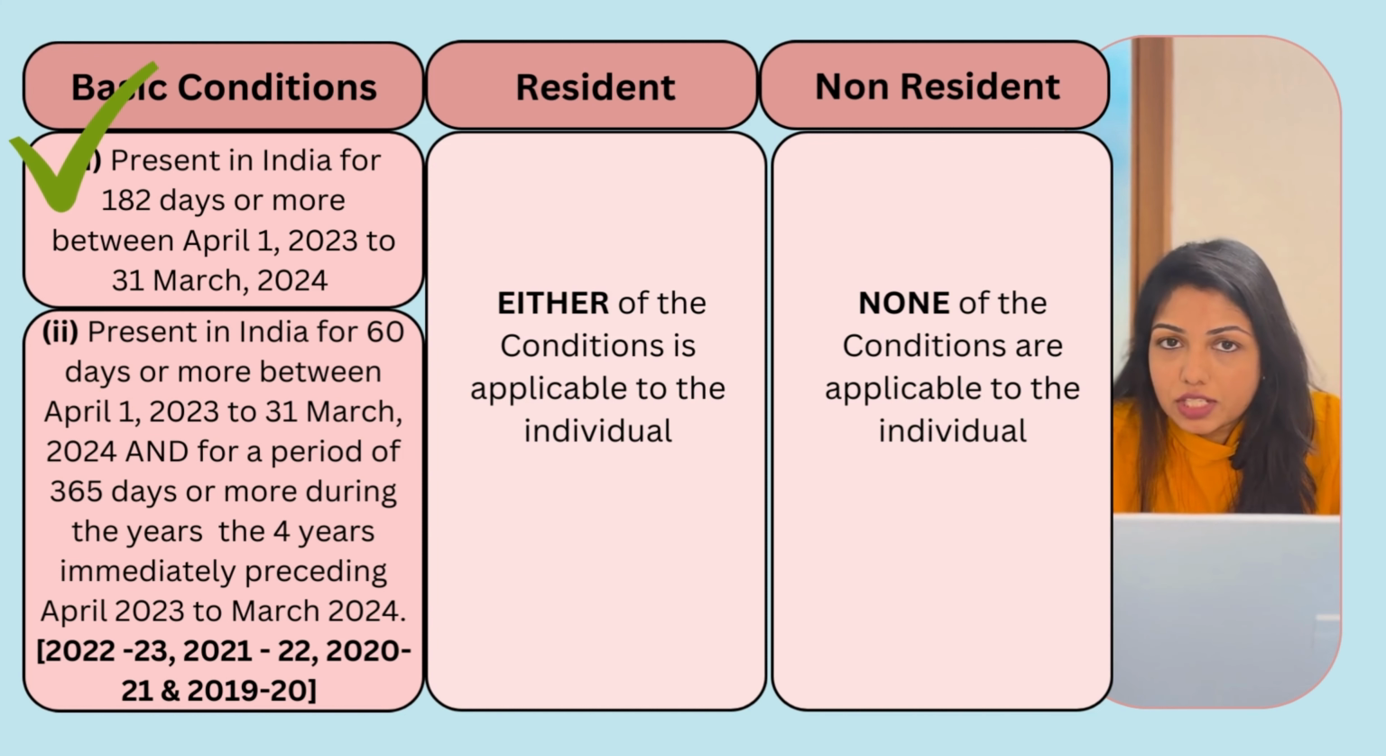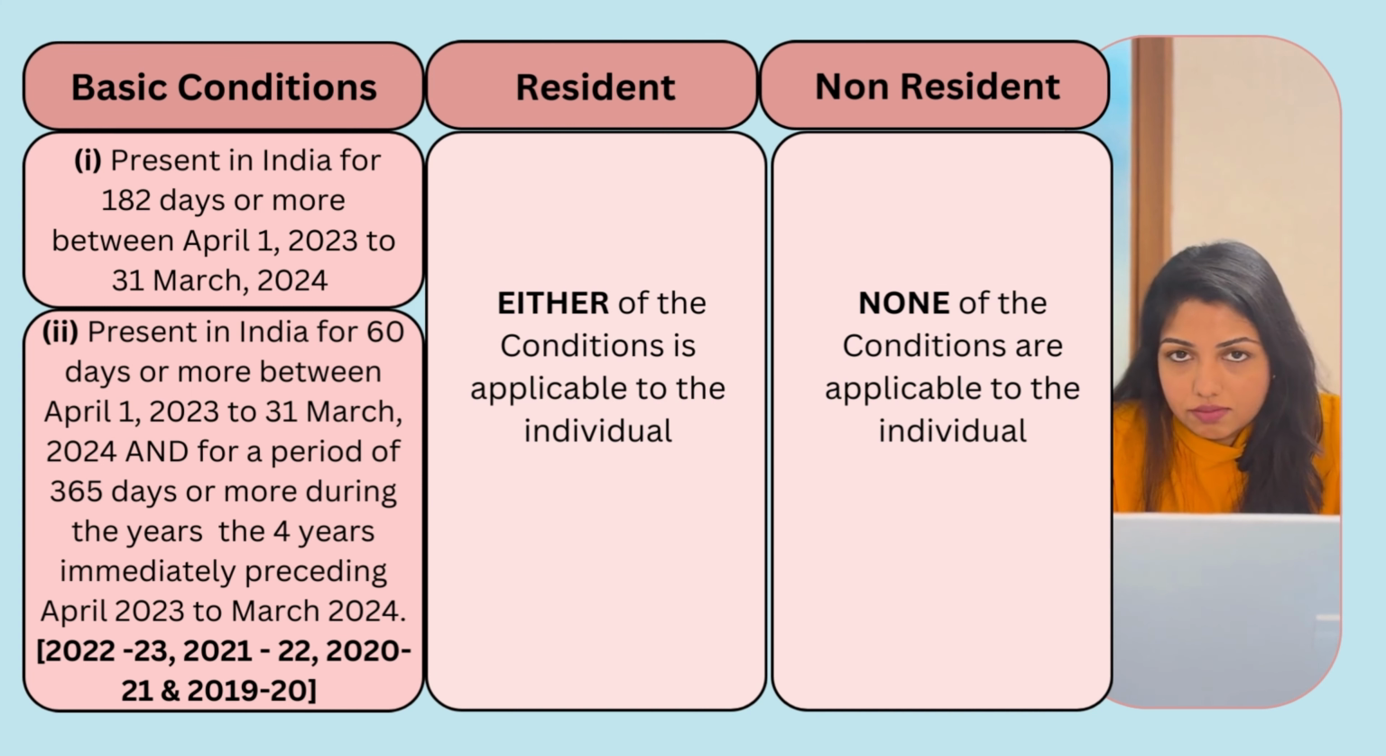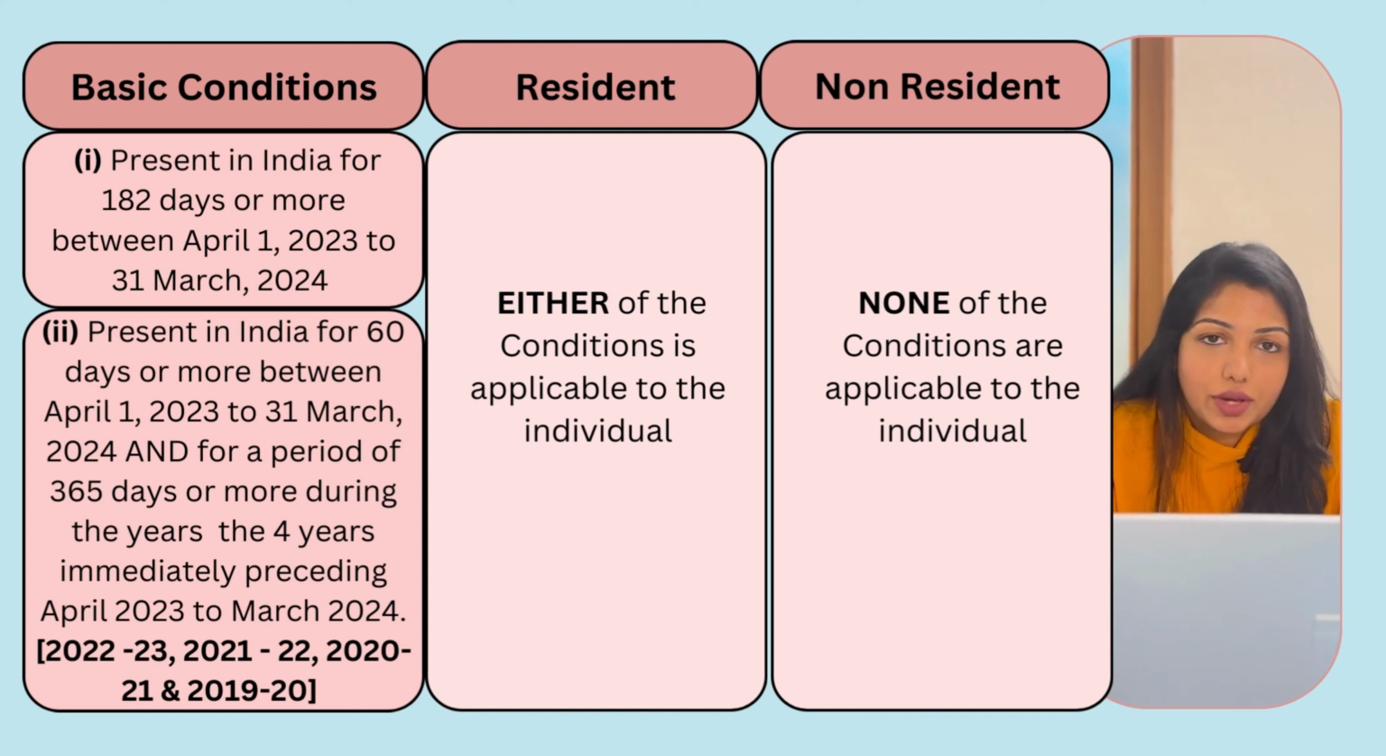Now if you fulfill this particular condition, then you are a resident. But if you haven't, then you will have to proceed to condition number 2, which says that you should have been present in India for 60 days or more between April 1, 2023 to 31st March 2024, and for a period of 365 days or more during the 4 years preceding the relevant previous year. So in your case, the 4 years preceding the relevant previous year, that's 2023 to 2024, will be 2022 to 2023, 2021 to 2022, 2020 to 2021, and 2019 to 2020.